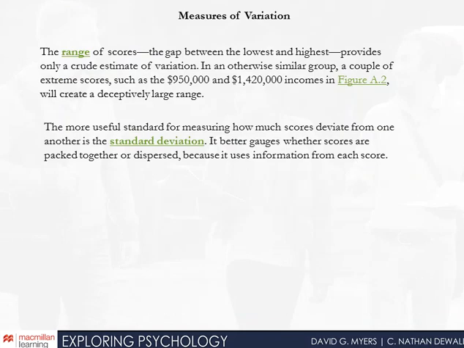The range of scores is the gap between the lowest and highest. It provides only a crude estimate of variation. In an otherwise similar group, a couple of extreme scores, such as 950,000 and 1.42 million income, as in figure A2, will create a deceptively large range. The more useful standard for measuring how much scores deviate from one another is the standard deviation. It better gauges whether scores are packed together or dispersed because it uses information from each score.